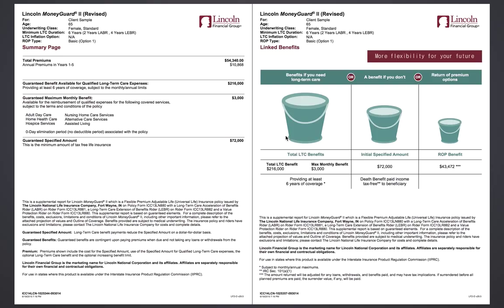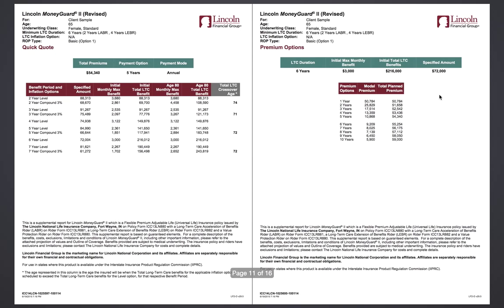The next page is a graphical picture of what the policy benefits are. It shows you the total benefit pool of $216,000, which is $3,000 a month, gives you the death benefit amount, and it also gives you the return of premium benefit. So once again, flexibility for the client, long-term care benefits if you need them, a death benefit if you don't, or a return of premium option. The next 2 pages are very useful for explaining to your client the other options that would be available.